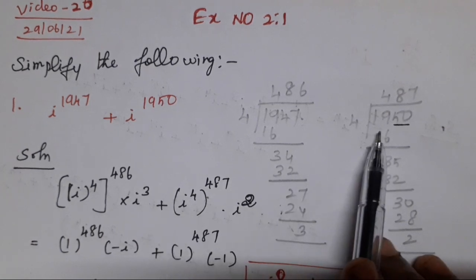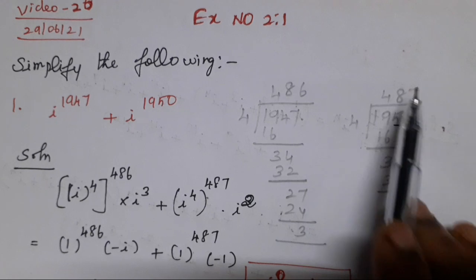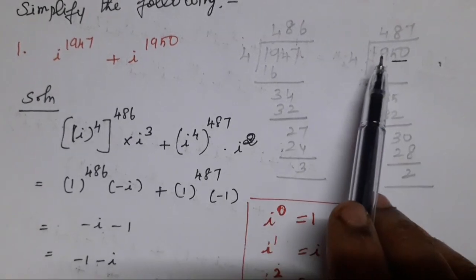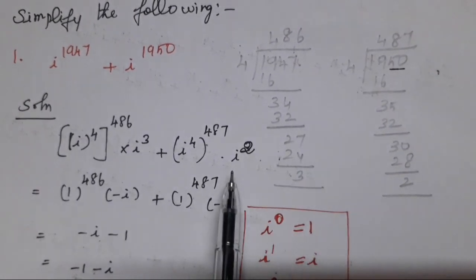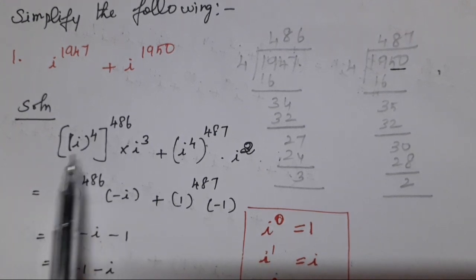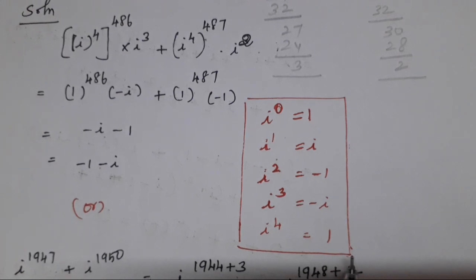Again 1950 is divided by 4. What is the quotient? The quotient is 487. The remainder is 2. So we rewrite as i power 4 whole power 487 into i square. So what is the value of i power 4? i power 4 is nothing but 1. So recall that one: i power 4 has the value 1.